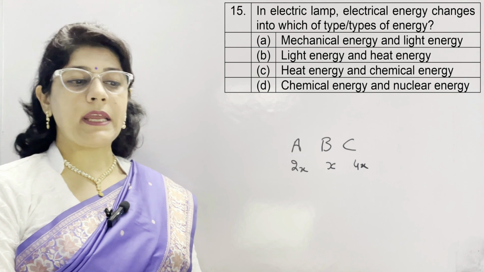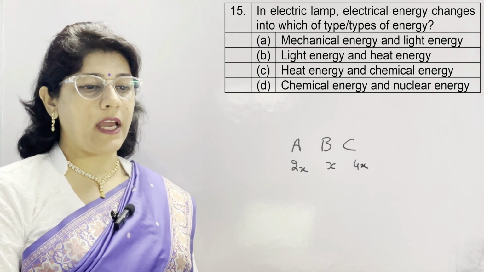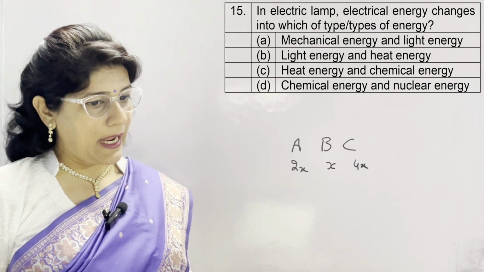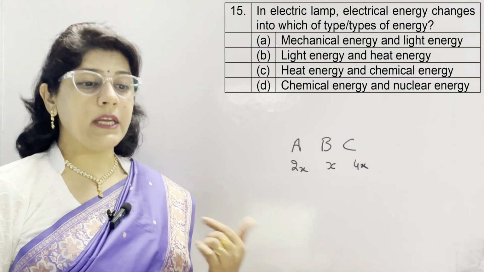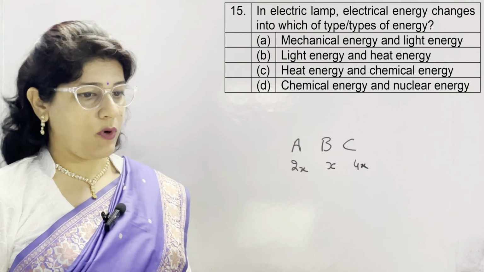In the next question, in an electric lamp, electric energy changes into which type or types of energy? A option, mechanical energy and light energy. B is light energy and heat energy. C is heat energy and chemical energy. And D is chemical energy and nuclear energy.